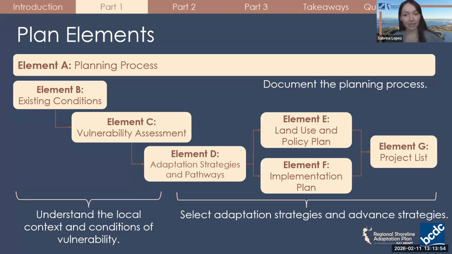So there are 7 elements, A through G, that together make up a complete subregional plan. Element A spans the entire plan and documents the full planning process, showing how the plan was developed and who was involved. Elements B and C help you understand the local context, including existing conditions and community vulnerabilities. Finally, elements D through G focus on selecting adaptation strategies and advancing them towards implementation. This structure ensures that each plan not only reflects local conditions, but also follows a consistent framework that aligns with regional priorities.